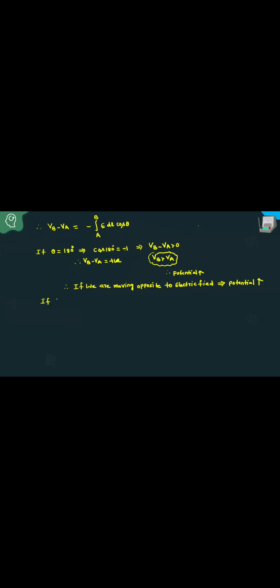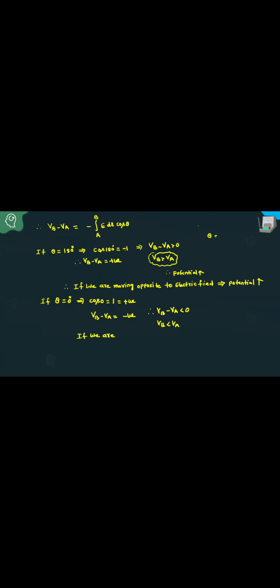Now tell me, friends, if theta equals 0 degrees, what is cos 0? It is 1. Cos 0 is 1, which means positive. Already the earlier sign is negative, and negative times positive is negative. So VB minus VA is negative, which means VB minus VA is less than 0. Then VB is less than VA; the final voltage is less. Theta equal to 0 degrees means moving in the direction of the electric field.